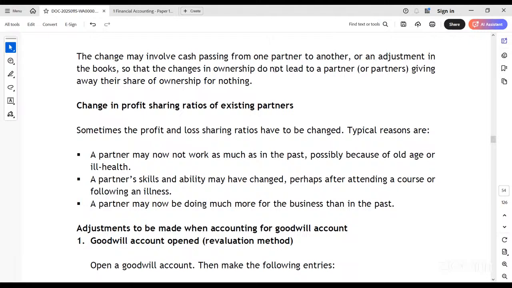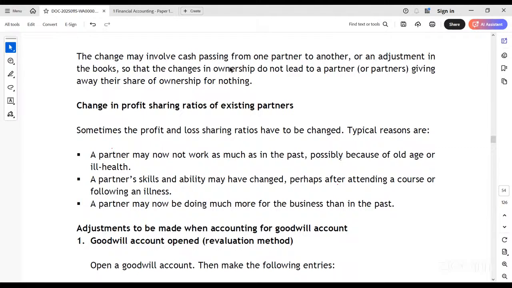So a partner may not work as much as in the past. That may be because of old age or ill health. And in such a case, you may find that we have to adjust our ratios. Christine says maybe decline in performance. Yes, that can also be it: maybe the partner's performance is not as expected or is not as before. Then we can change our ratios.